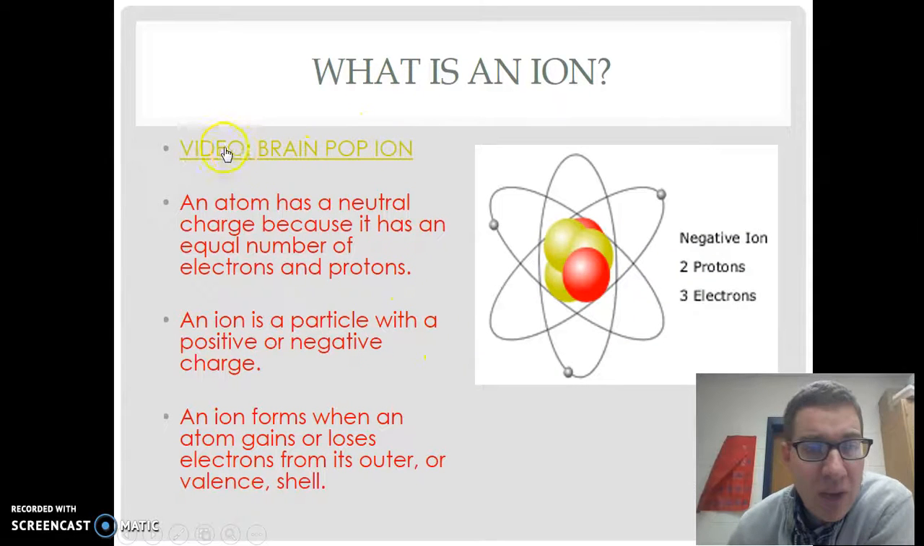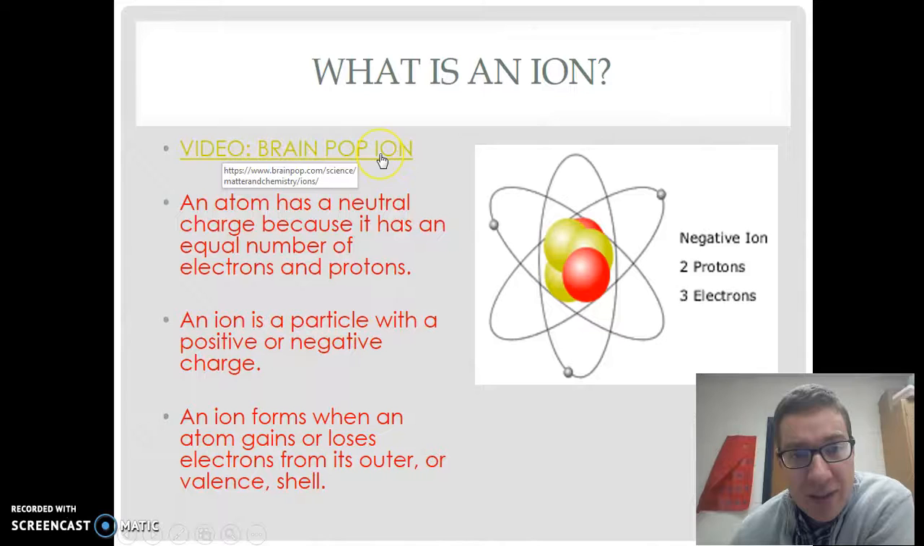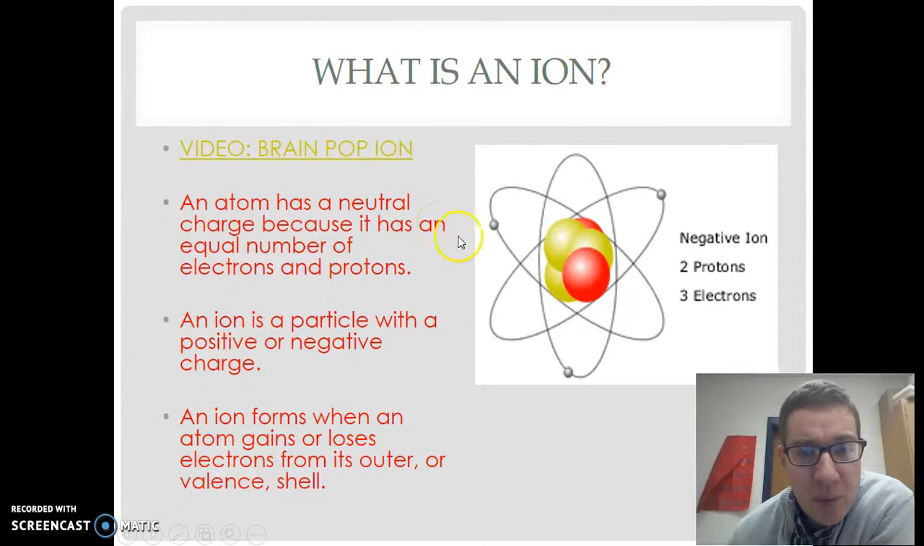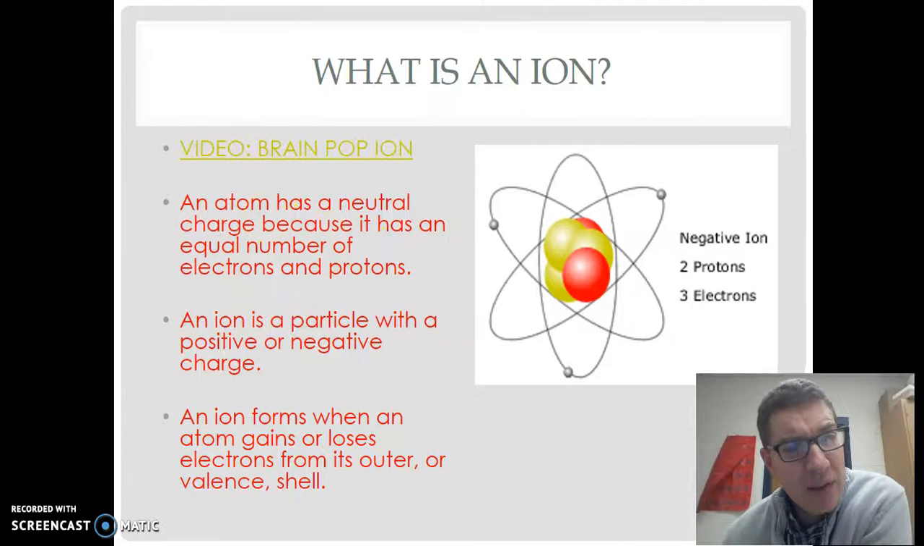All right, so here's another BrainPOP. This is all about ions and ionic bonding. So what I would like you guys to do now is we'll continue with our 2 column notes or your Cornell notes. And your question is here, what is an ion? So we talked about this. An ion is an atom that gives or steals electrons, and has more or fewer electrons than protons. So an atom has a neutral charge because it has an equal number of electrons and protons. But an ion is a particle with a positive or negative charge. So an ion forms when an atom gains or loses electrons from its outer or valence shell.